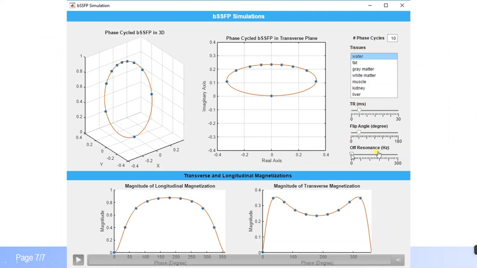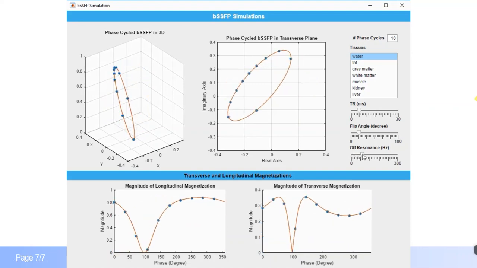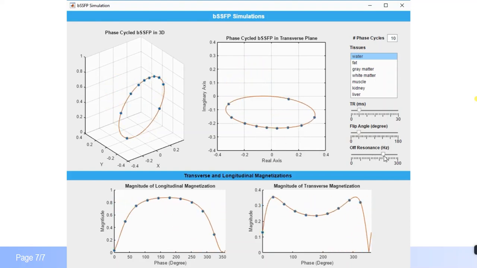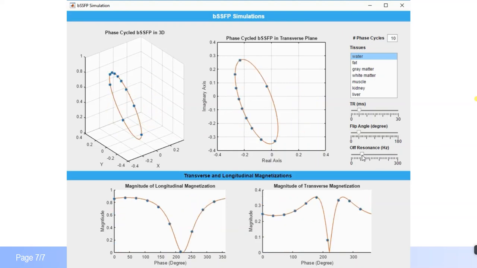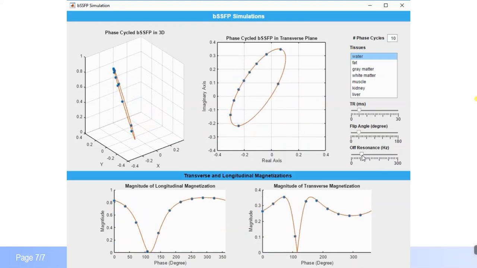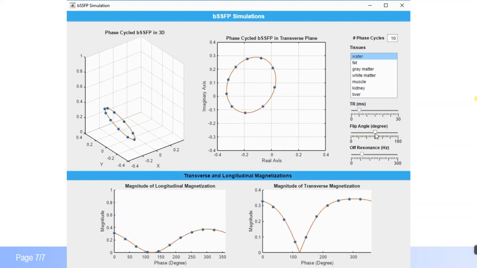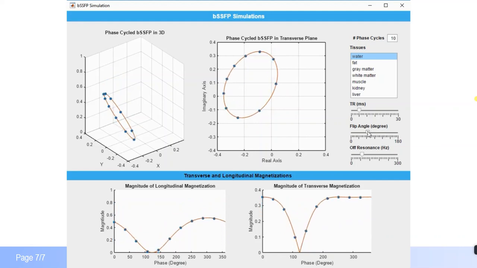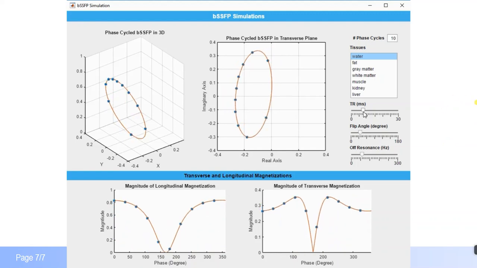Here is a short demo of the application. We can see what happens when we change off-resonance frequency. Also, we can see how flip angle changes the magnetization vectors in 3D and 2D. You can also play with the TR value.